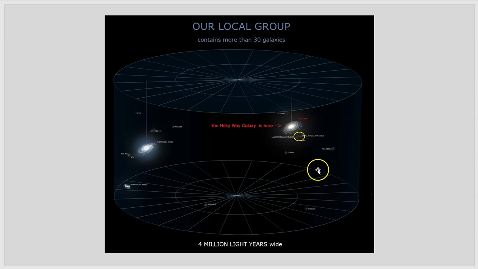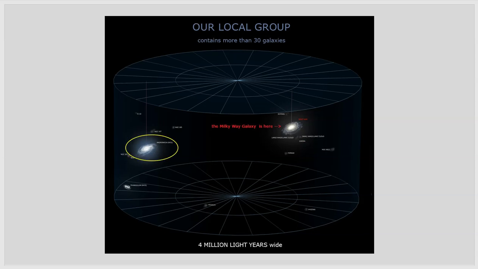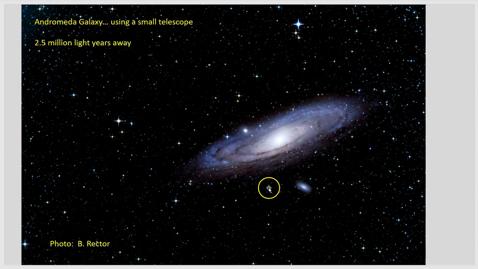Now, if we expand our scale here, here's the Milky Way, here are the Magellanic Clouds. We do have other galactic neighbors. Here's a big galaxy over here about 2.5 million light years away, and that's the Andromeda galaxy. And this is a picture of Andromeda with a small telescope. So it too consists of hundreds of billions of stars bound together by gravity. Now, if this were an early galaxy, again, it would just be stars. There would be no planets, no life at this stage in the early universe.